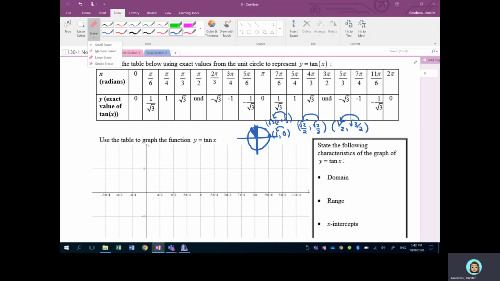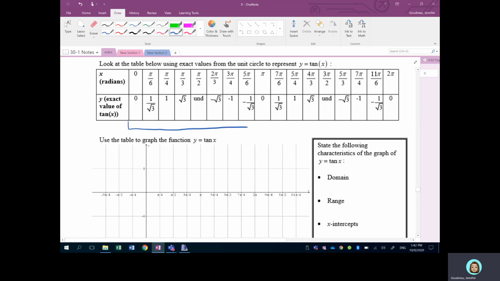So the pattern for tangent looks different than the pattern for sine and cosine. The numbers are different. And we should also notice another big difference. We go from 0, 1 over root 3, then 1, root 3, undefined, then negative root 3, negative 1, negative 1 over root 3, 0. So we go from positive to negative. And then look what happens here. We start at 0 again, and the pattern actually repeats again. So here is our first, this is halfway around, and then this is the other half around. And you'll notice that the pattern repeats exactly for the second half as it does for the first half.